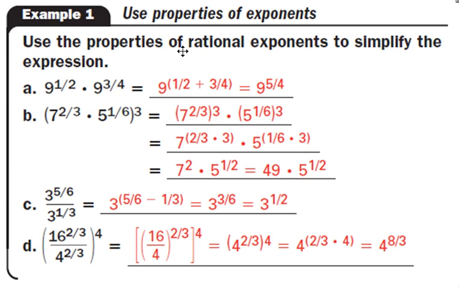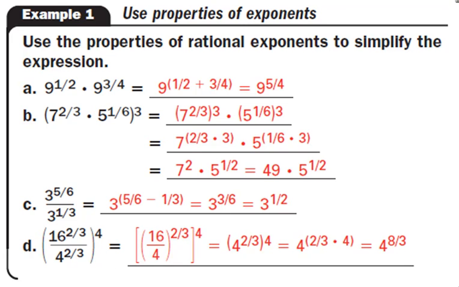Example 1, use properties of rational exponents to simplify the expression. Same thing. So this just takes you straight forward using the rule. So if I'm multiplying the same base, I add the exponent. So you have to be able to add 1/2 plus 3/4. Again, your calculator will do it for you.